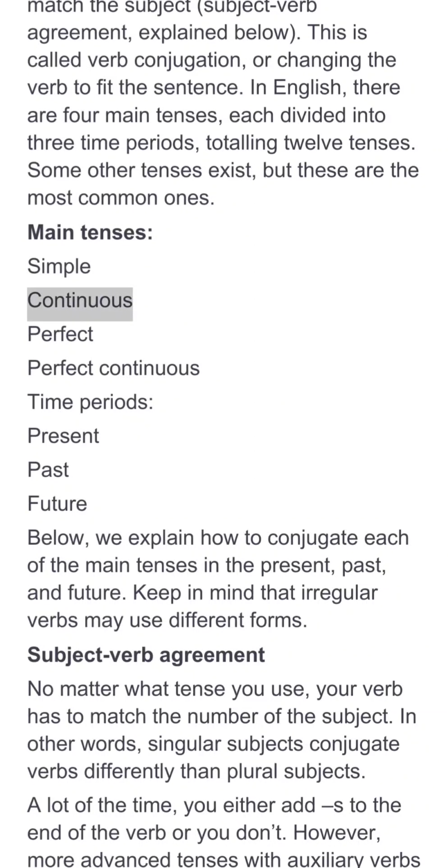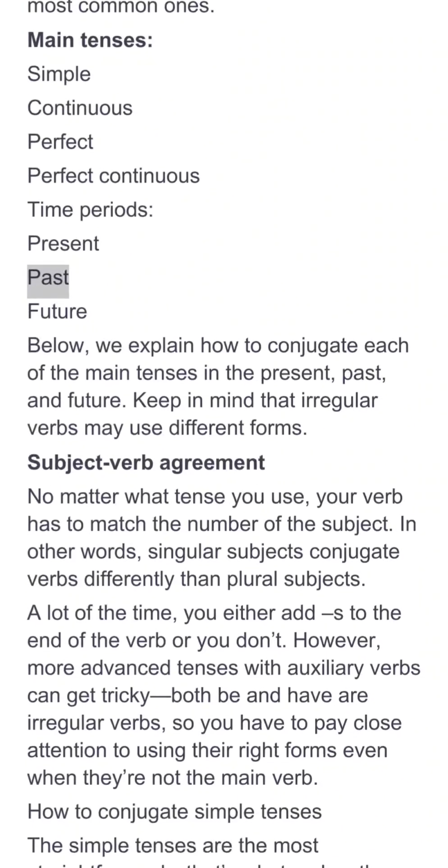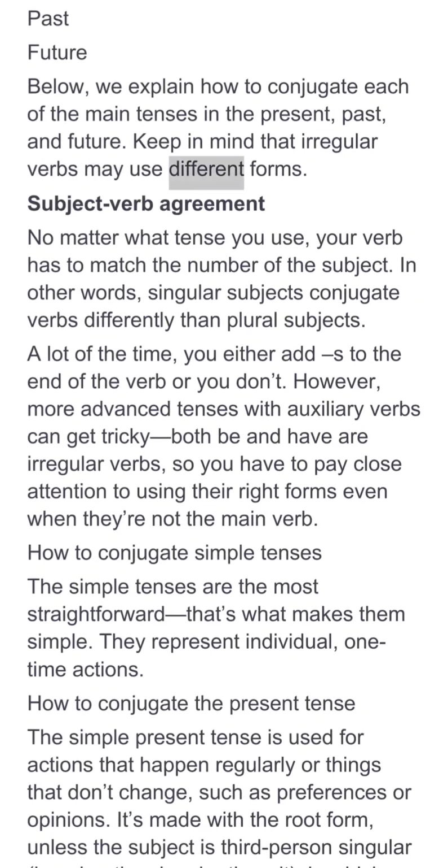Continuous. Perfect. Perfect continuous. Time periods: present, past, future. Below, we explain how to conjugate each of the main tenses in the present, past, and future. Keep in mind that irregular verbs may use different forms.